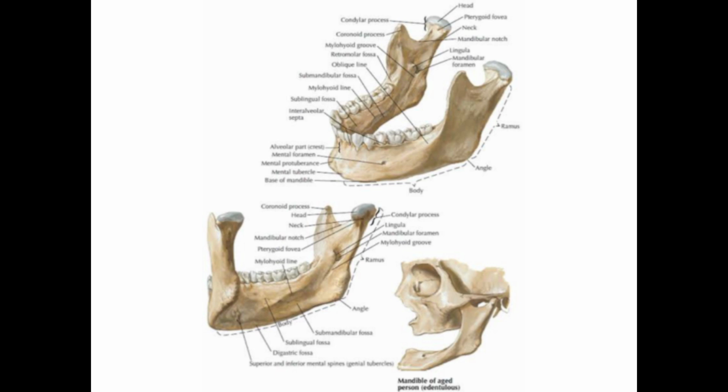So basically, you should know that the mandible is the largest and strongest bone of the human skull, which is located inferior to the maxilla and has a horseshoe-shaped body. It forms a very important joint, which is the TMJ.